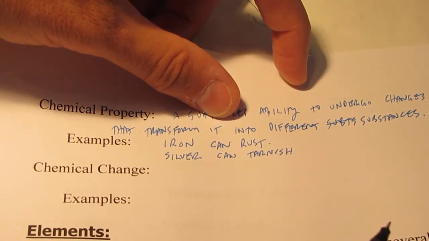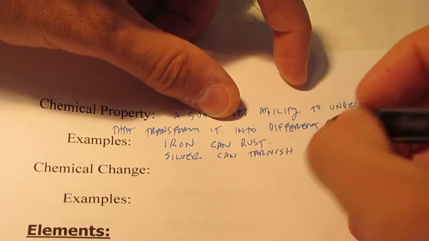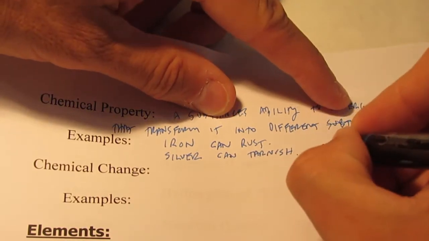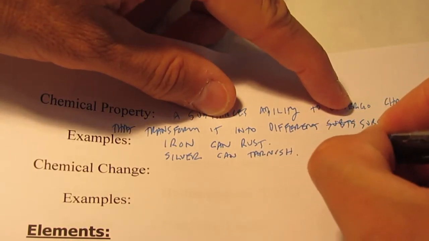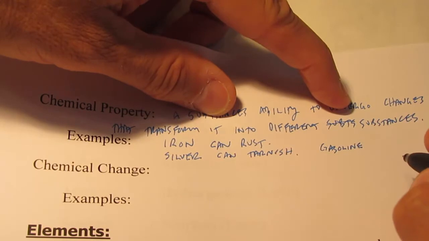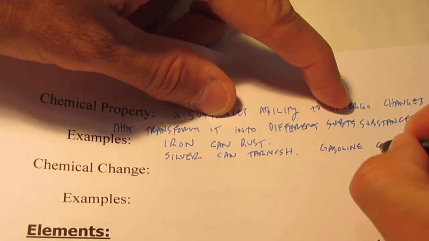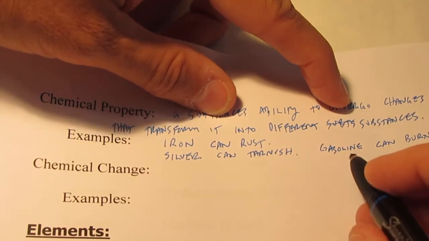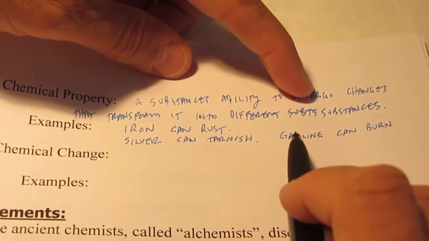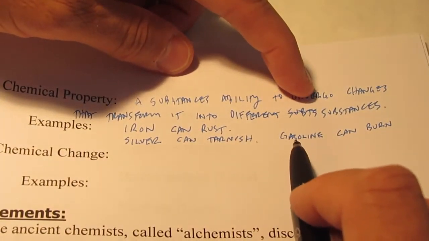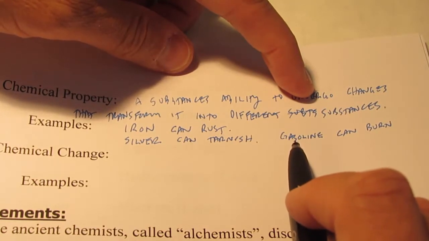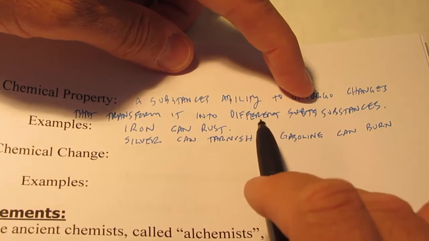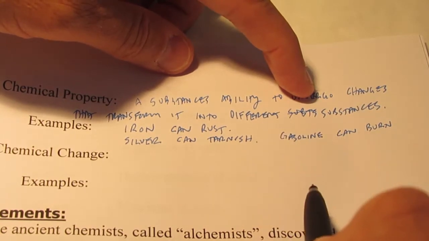And how about one more just for fun? How about gasoline? What can gasoline do really, really well? I think gasoline can burn really, really well. After we have burned gasoline, do we still have gasoline? Of course, we don't have gasoline any longer. We have carbon dioxide and water vapor, don't we? We've transformed it into a different substance or substances.